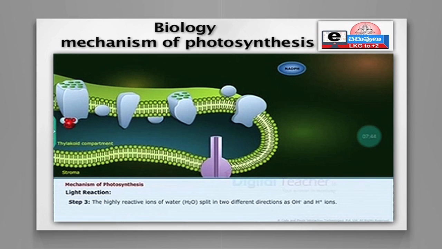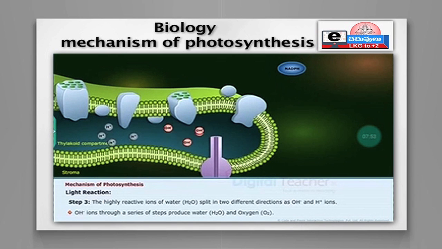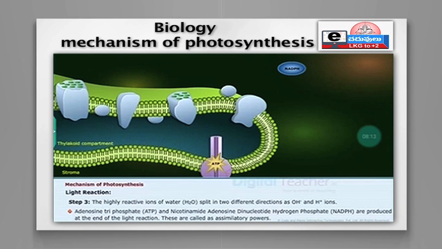These electrons are very important in step 3. The highly reactive ions of water split in different directions as OH minus and H plus. At step 3, the OH minus ions, through a series of steps, produce water and oxygen. The oxygen is released into the atmosphere, but the H plus ions continue moving and are involved in the dark reaction. Is it clear?